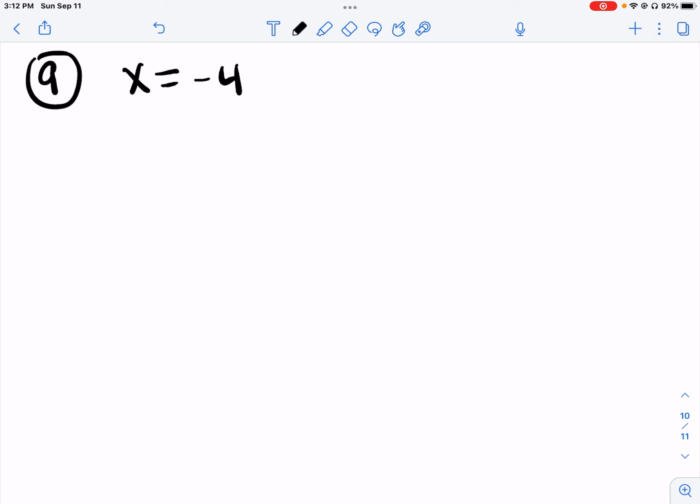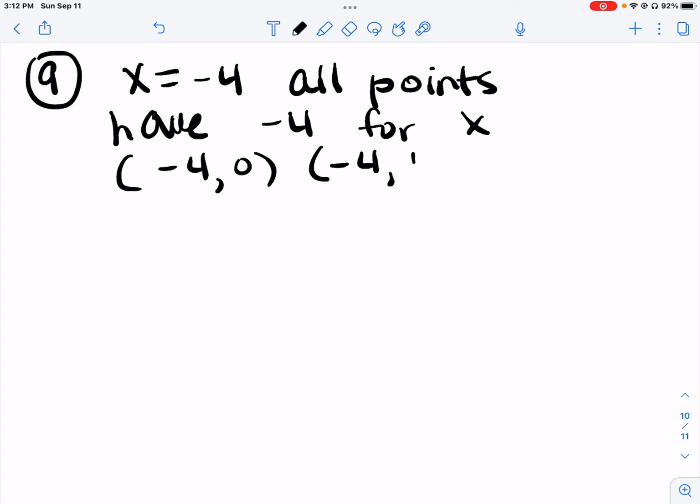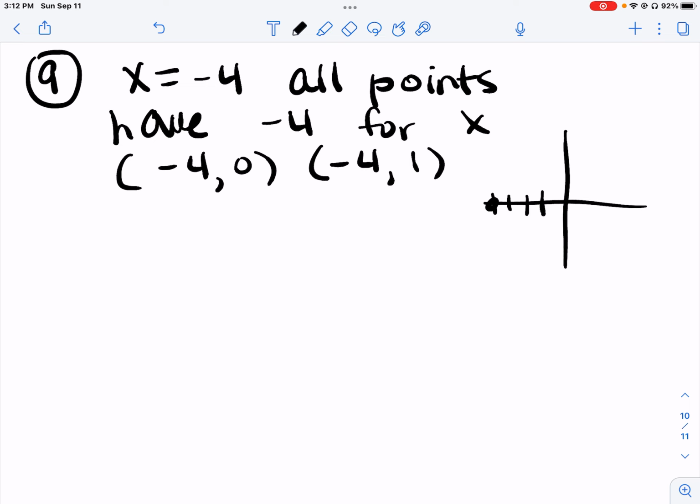X equals -4 means all points have -4 for x. So just plug in small numbers for y. -4, 0. Left 4 up 0. -4, 1. Left 4 up 1.